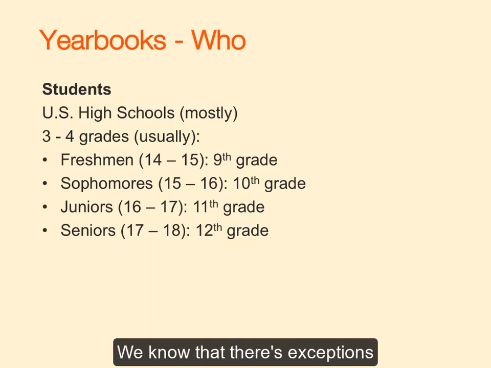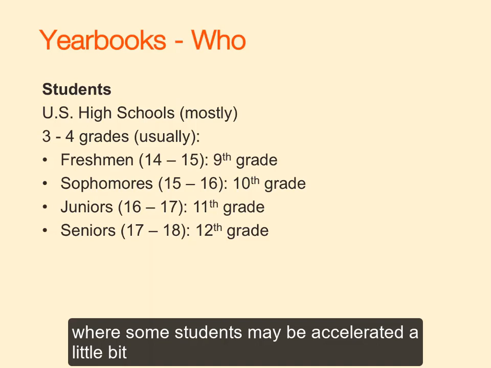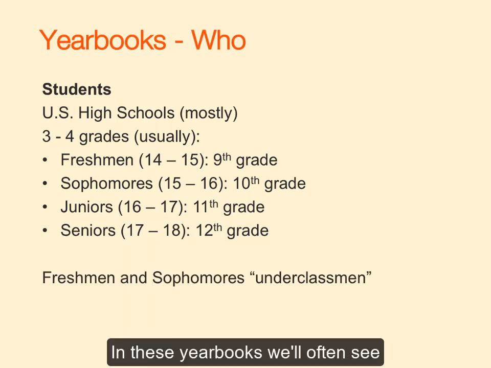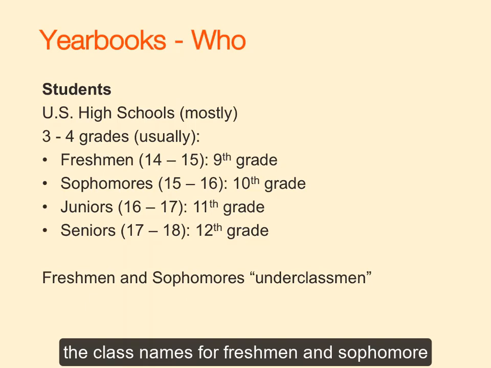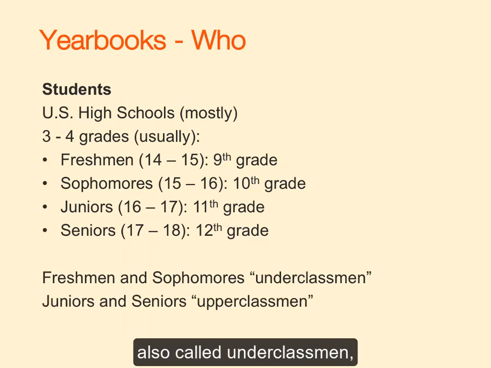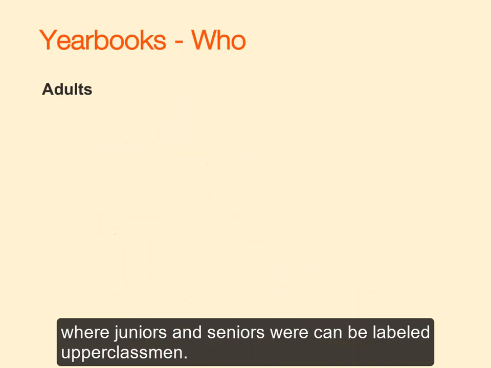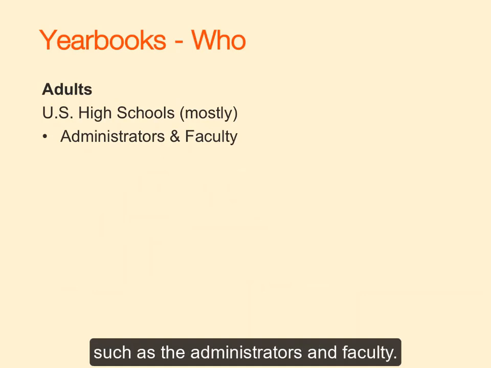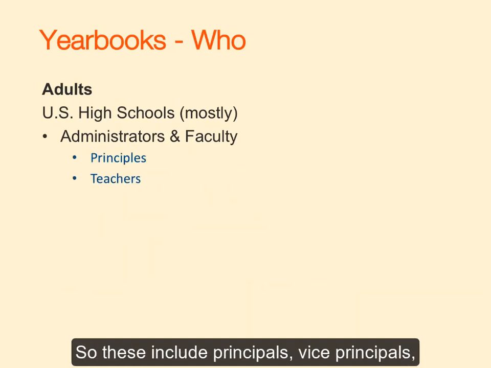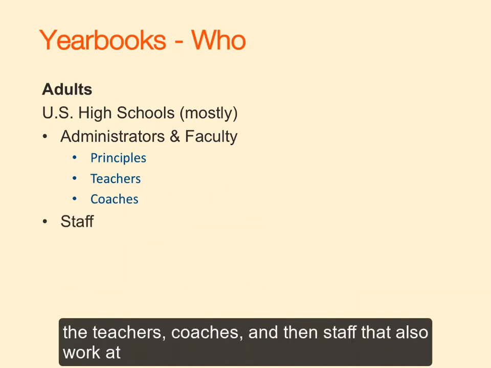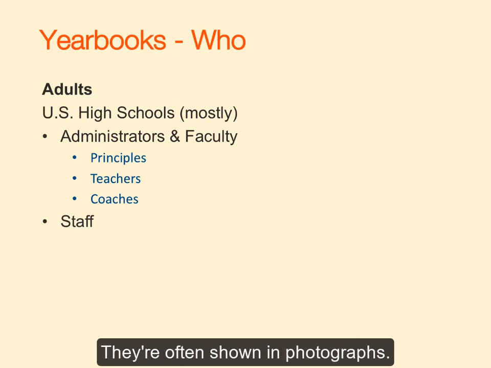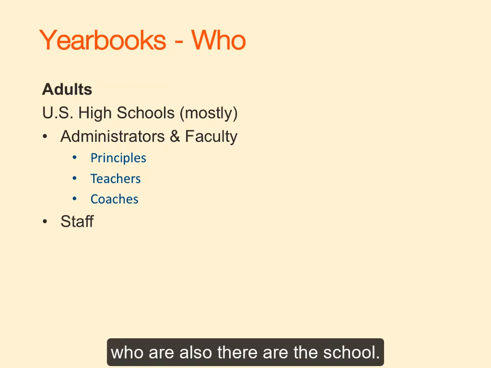We know that there's exceptions where some students maybe accelerated a little bit and finish early, and others may be held back a year or so. In these yearbooks, we'll often see the class names for freshmen and sophomores, also called underclassmen, where juniors and seniors can be labeled upperclassmen. We'll also learn some interesting information about the adults that worked at these schools, such as the administrators and faculty. So these include principals, vice principals, the teachers, coaches, and then staff that also work at and service the school in a number of ways. They're often shown with photographs, and it's fairly nice to see those adults who are also there at the school.